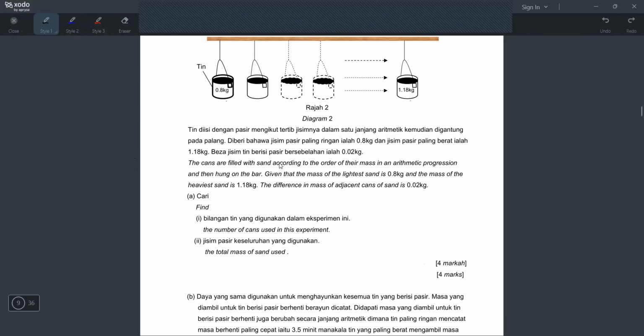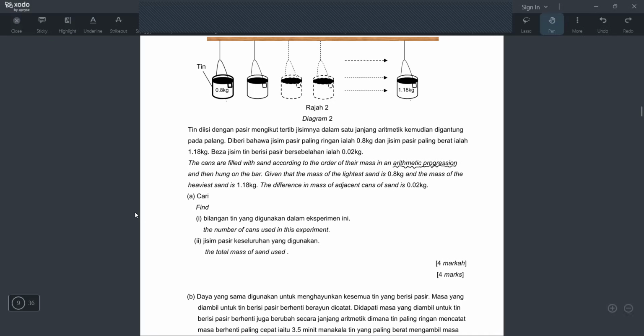The cans are filled with sand according to the order of their mass in arithmetic progression. I saw the words already, arithmetic progression. So this is definitely a progression. The cans are filled with sand according to the order of their mass in arithmetic progression and then hung on the bar. Given that the mass of the lightest sand is 0.8 kg, I think I can make this the first term, right? And the mass of the heaviest sand is 1.18 kg. I think this can be the last term, right? And then they say the difference in mass of adjacent cans of sand is 0.02 kg.